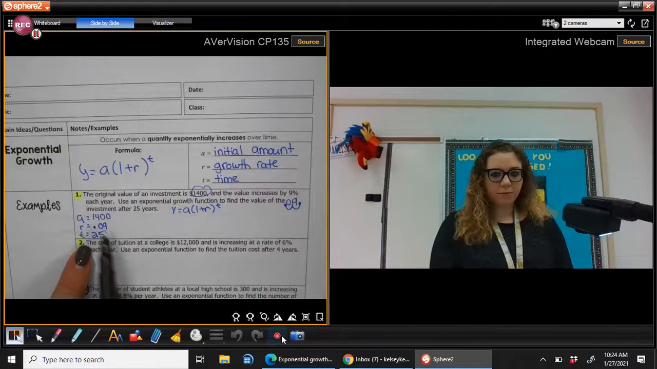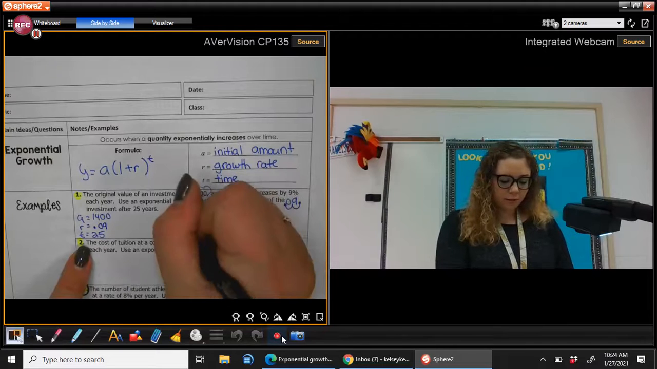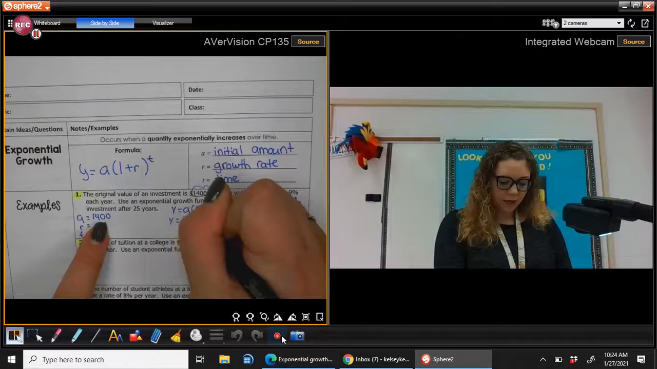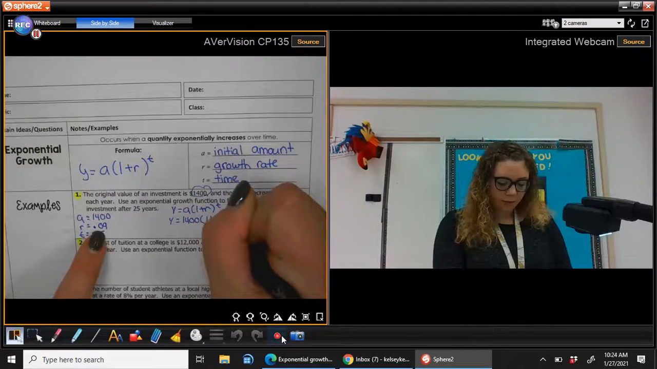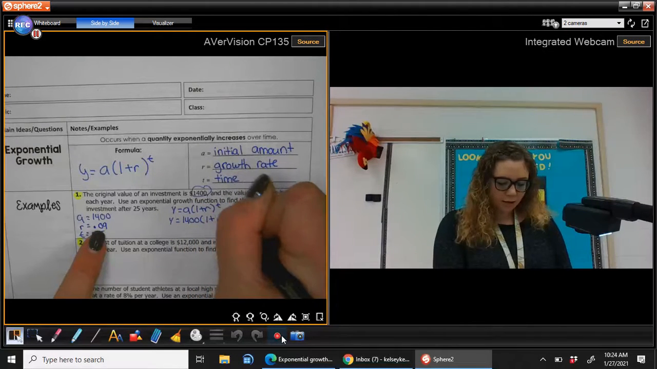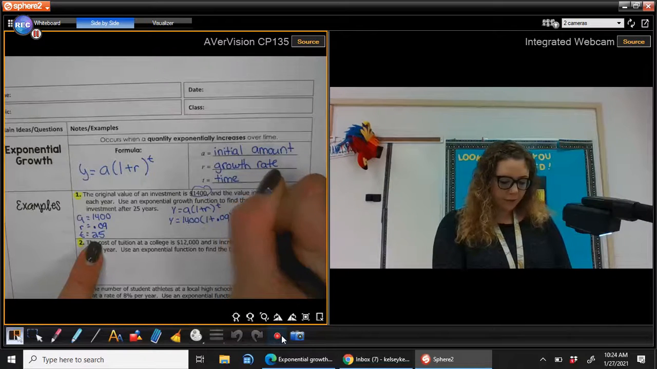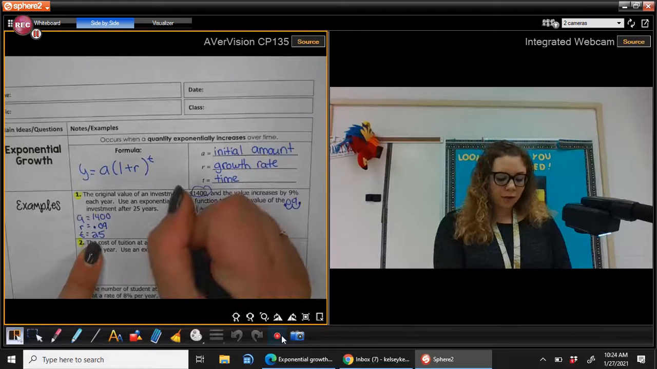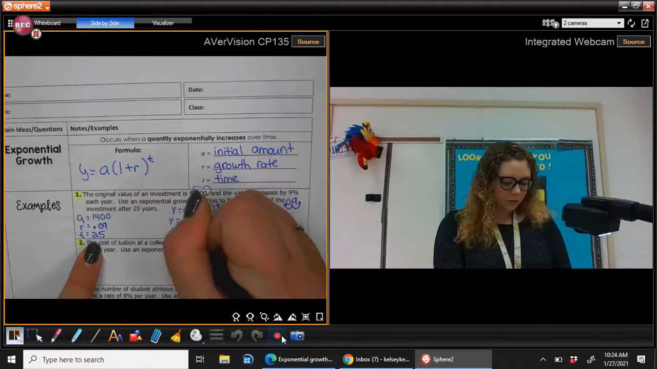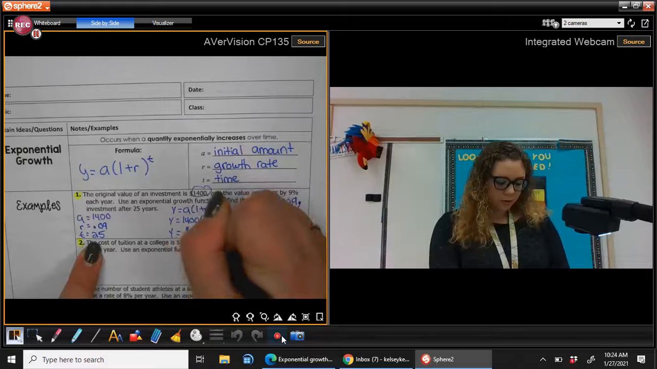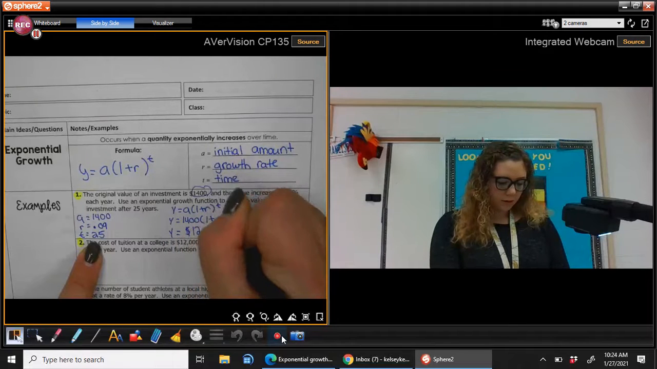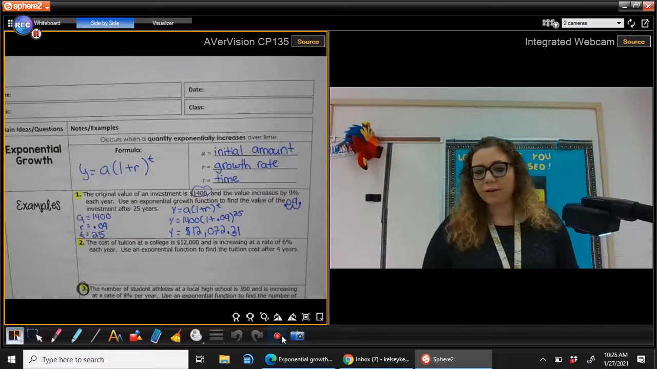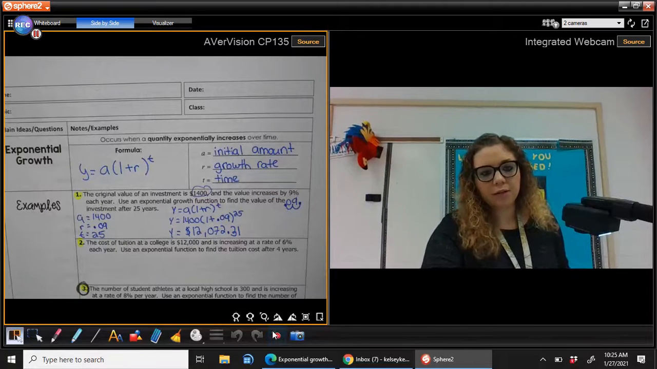So now we're just going to plug that into the formula. So plug 1,400 in for A. 1 plus my rate is 0.09. T is 25. You're going to put all that into the calculator and you get y equals $12,072.31.